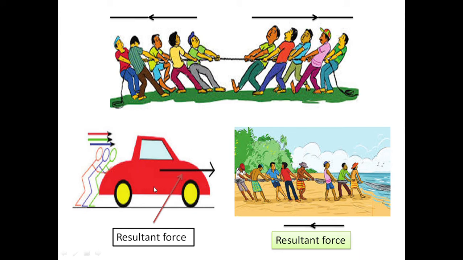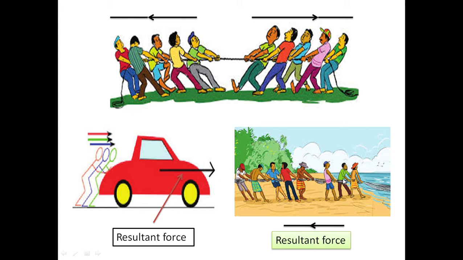Now look at this picture. Now the three people are applying three parallel forces. These are three parallel forces applied on the car. The resultant is shown by this black arrow. It is also towards the right, the resultant. Instead of these three forces, you can apply a single force, that is the resultant force.